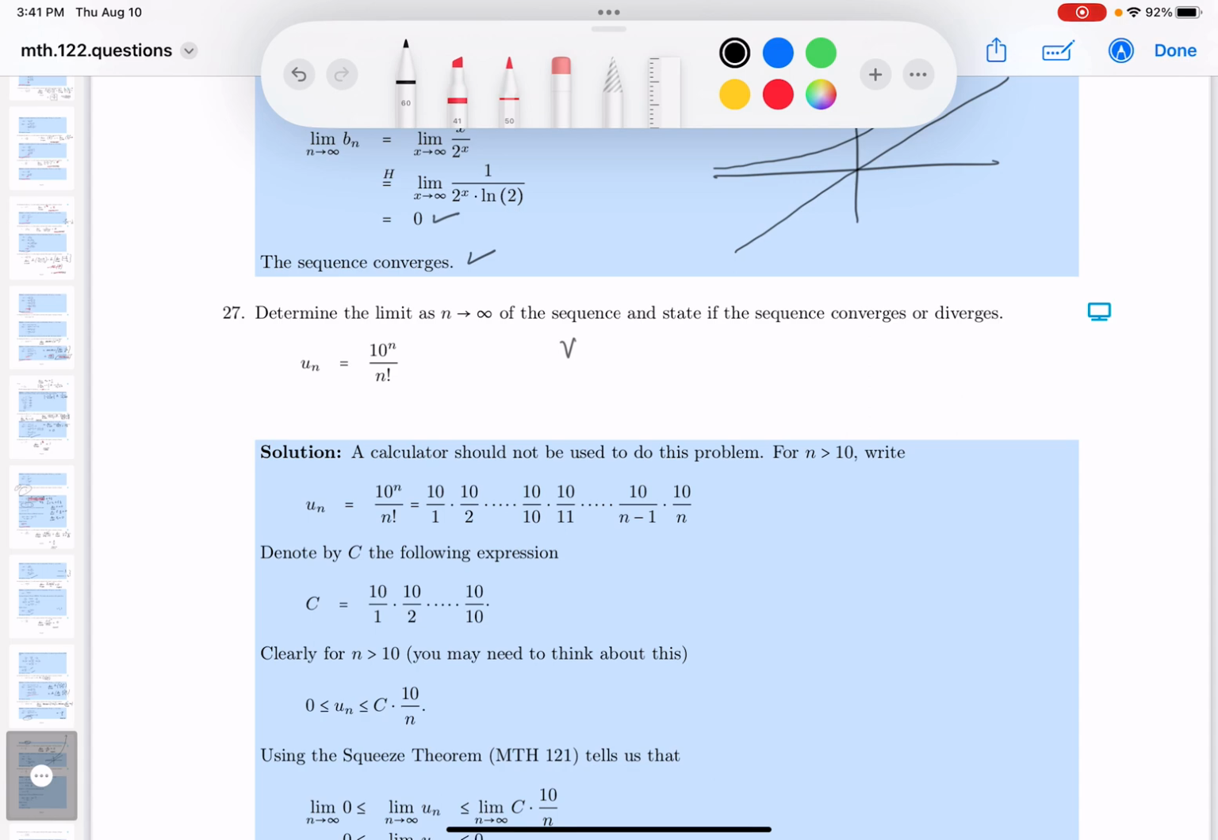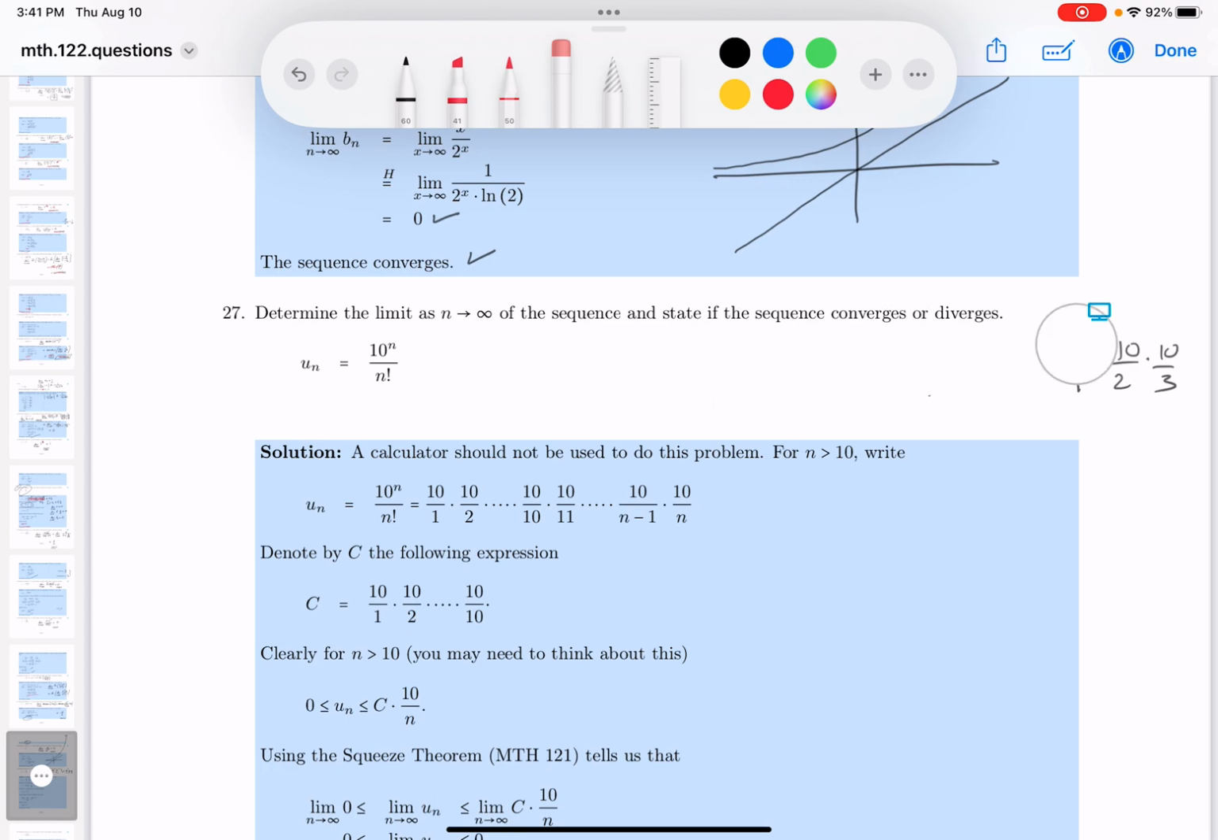I'd probably write down V1, that's 10 over 1. I'd probably write down V2, just get a feel for it. 10 over 1, 10 over 2. Probably write down V3, what would that be? 10 over 1, 10 over 2, 10 over 3. And I got an idea what it looks like.